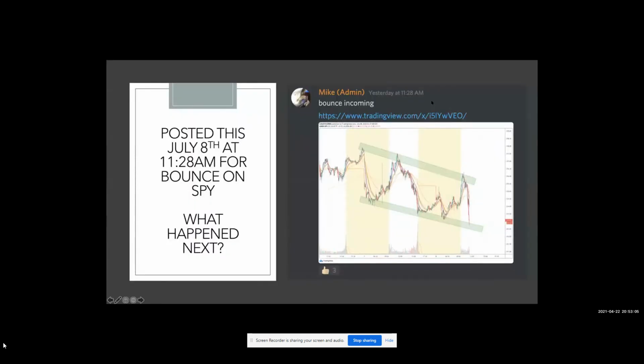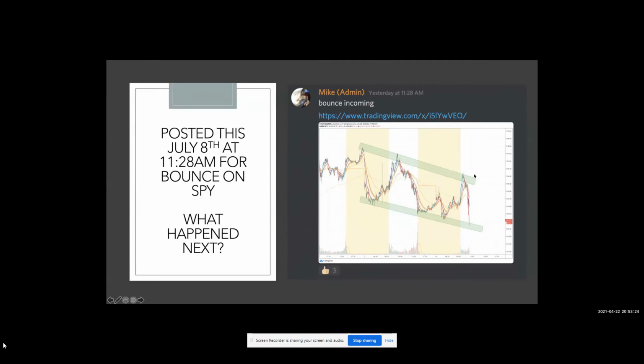Here's another example. I posted this July 8th at 11:28 a.m. for a bounce on SPY. So I drew this linear regression myself. I just saw it coming, and I didn't have time to actually go in and use the actual indicator. But I just drew this myself quickly.